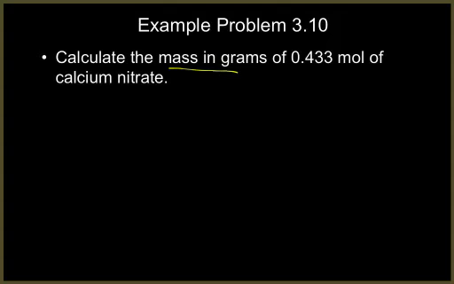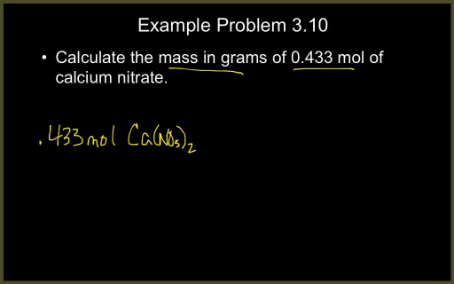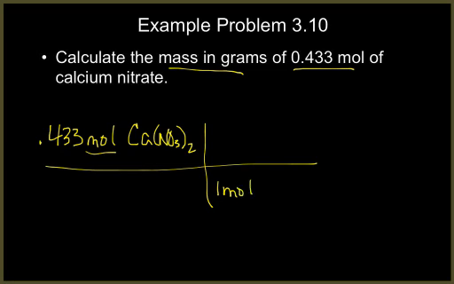Okay, so this one wants to know the mass in grams of 0.433 moles of calcium nitrate. So now we're starting with 0.433 moles. Calcium nitrate is Ca(NO3)2. And it's real important that you get the correct formula for these if it's not given because that's going to affect your molar mass. Moles is here, so moles goes on the bottom. So 1 mole of calcium nitrate, we need to calculate the molar mass of calcium nitrate. So we need to add up 6 oxygen plus 2 nitrogen plus 1 calcium. And that would be grams right here.